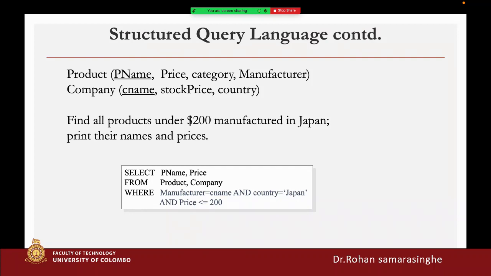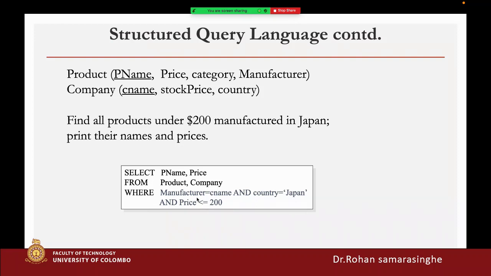So here in this case also you can use P name. Find all products, that means the product name and price, under $200 manufactured in Japan. Product name, price from product and the company where manufacturer equals C name, and the country is Japan, and price is less than $200.